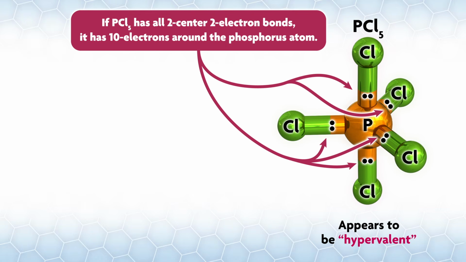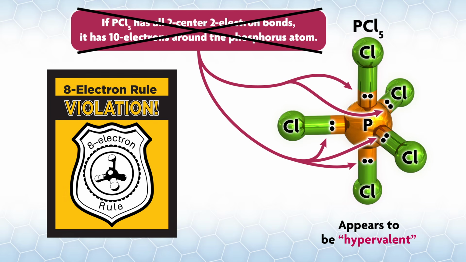If PCl5 has all 2-center 2-electron bonds, it has 10 electrons around the phosphorus atom, 2 for each bond. This is a violation of the 8-electron rule you learned in general chemistry or maybe even in high school. People wondered why PCl5 was a stable molecule because of this rule violation.